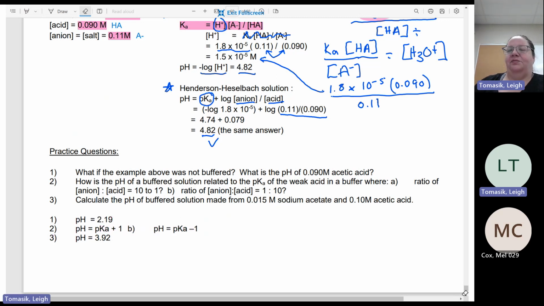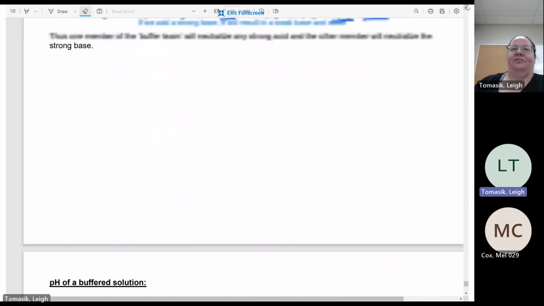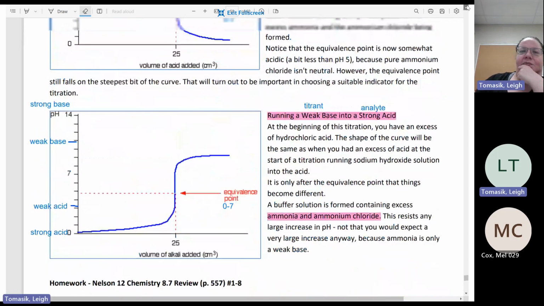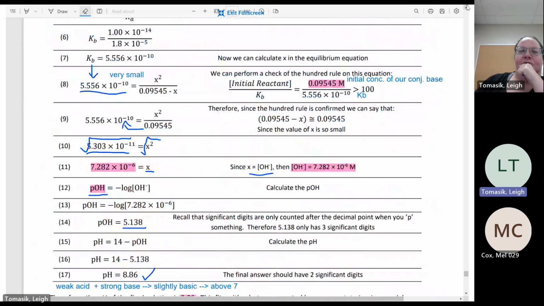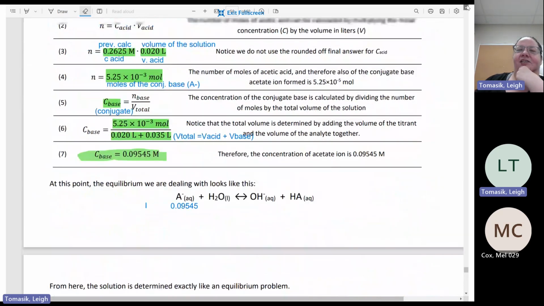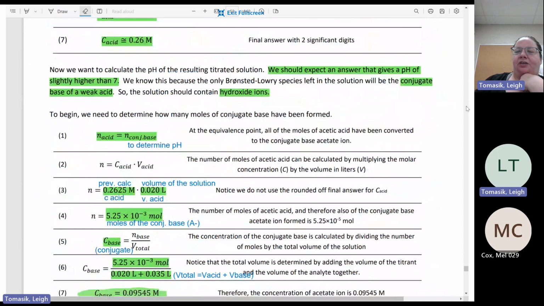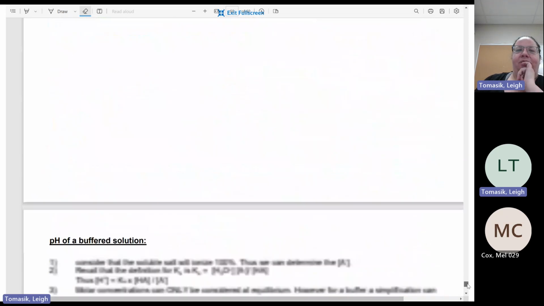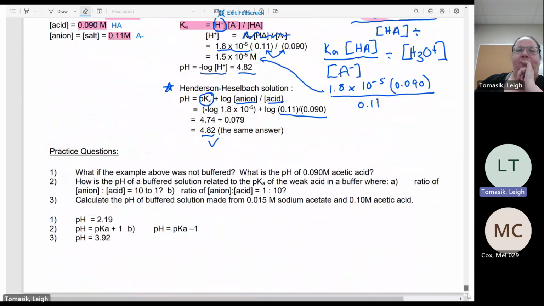I definitely won't be giving out a buffer question on the exam. Or maybe I will, because the weak acid base one is a little bit crazy too. We'll see. I have to check over the exam. We'll try to keep the calculations to a minimum on the exam.